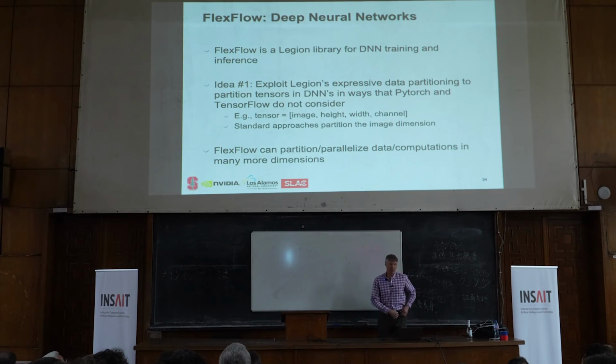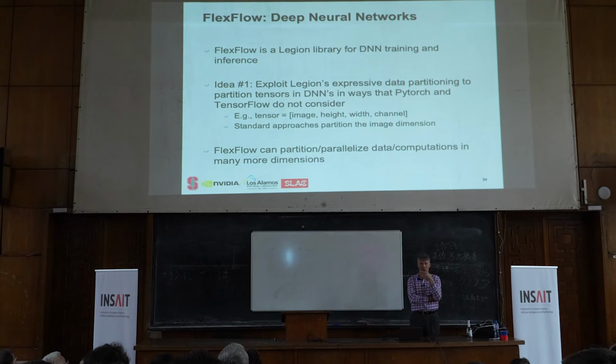All right, so another important application area is deep neural networks. So FlexFlow is a Legion library for deep neural network training and inference. And the basic idea behind FlexFlow is, why would we do a new library for deep learning? Okay, well, it turns out that the standard libraries PyTorch and TensorFlow have very limited ability to partition the data. They basically understand one or two ways of partitioning the data, and they don't try anything else. And there's a lot of other dimensions in which you could partition the data that may or may not turn out to be a good idea. Okay?